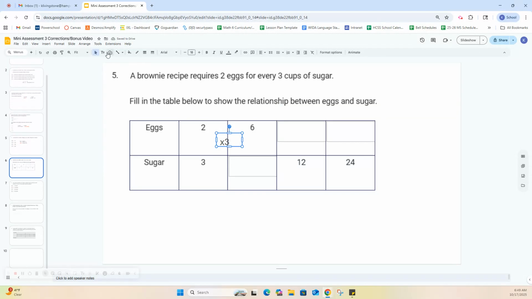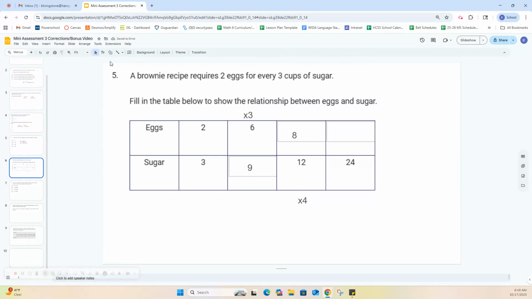So 3 cups of sugar times 3 is going to give us 9. Now let's look at the next column. To go from 3 cups of sugar to 12 cups of sugar, we need to multiply by 4. So 2 eggs times 4 gives us 8 eggs.